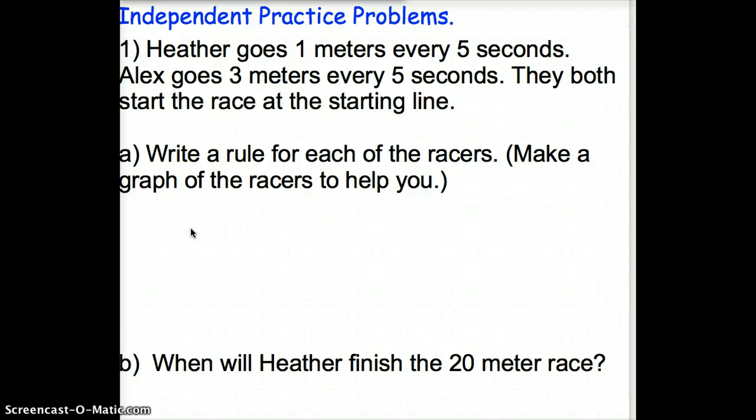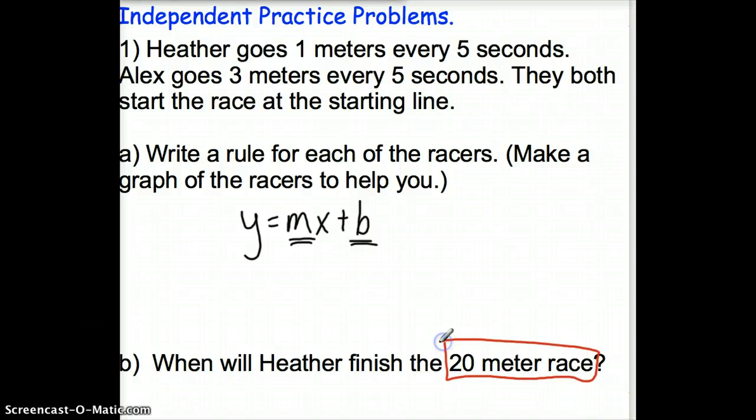So a couple of reminder hints. When you're writing a rule, it's always y equals mx plus b. So your goal is to find the slope or the growth and the y-intercept. That's what m and b stand for. And definitely use that graph to help you. And don't forget, for questions like B, where they're asking you for a specific number, ask yourself, what is 20 meters? Is that x or is that the y value? And then use your rules to help you solve that problem. Check in with your teacher if you need more hints and help on some of these problems.